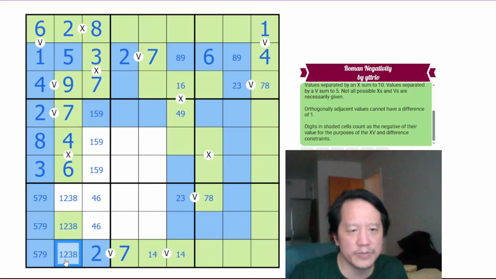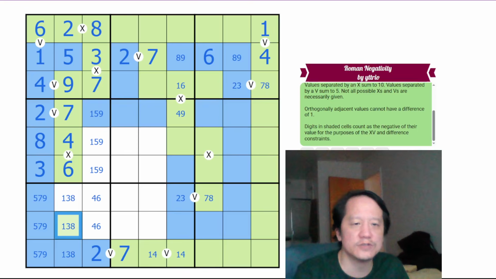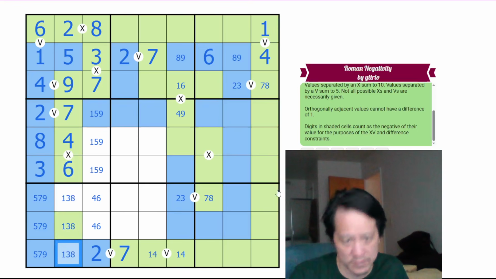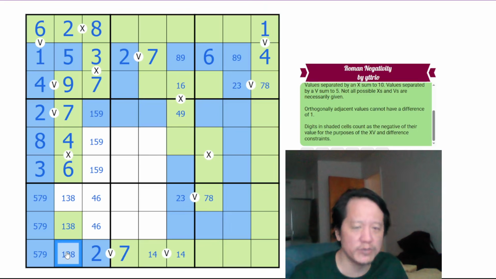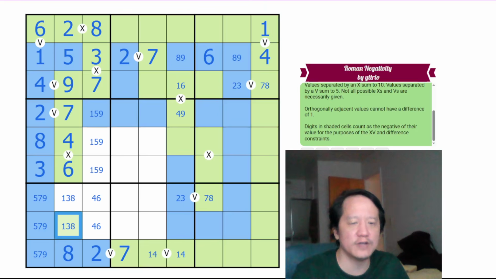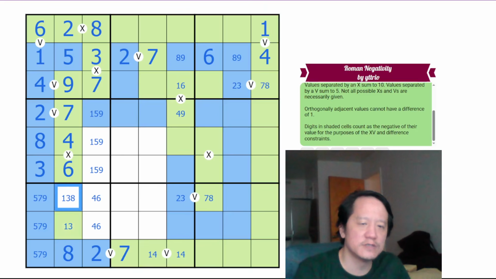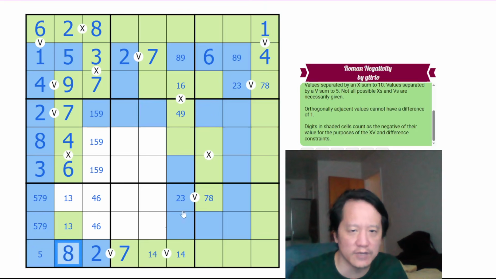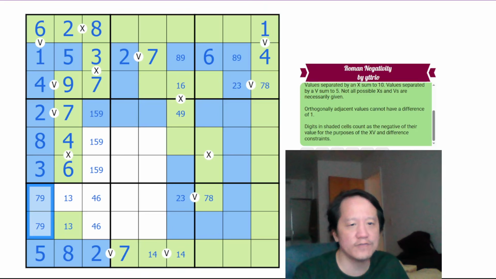2 eliminates 2 in the rest of the box, so this is 1, 3, 8. This can't be 1 because of 1, 4 pair in the row. This can't be negative 3 because that would be consecutive with negative 2. So this must be negative 8, which makes this not 8. This can't be negative 7 or 9 because it's consecutive with negative 8. So this is negative 5 here, which means these can't be 5.